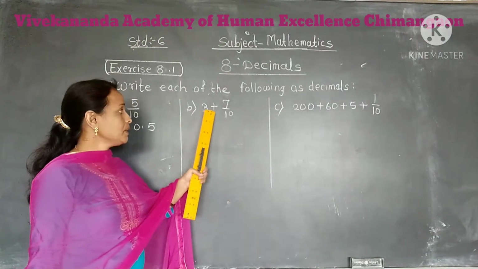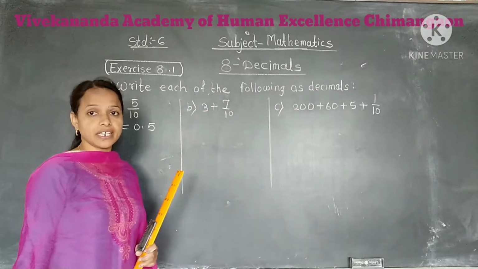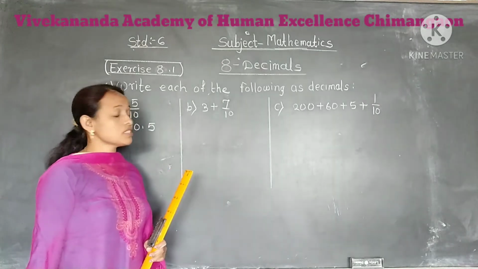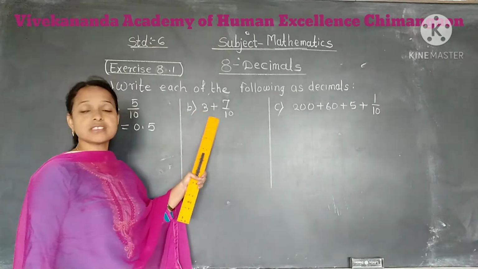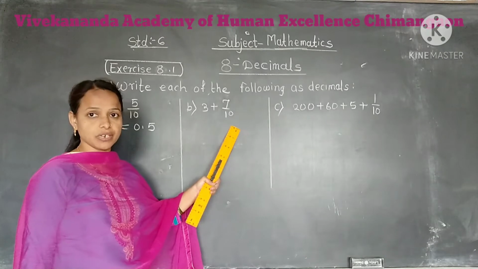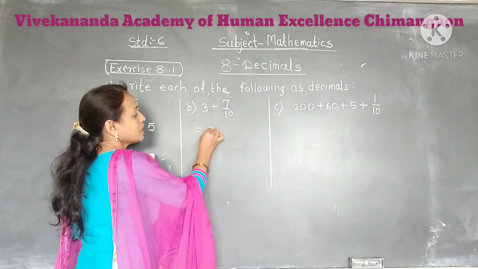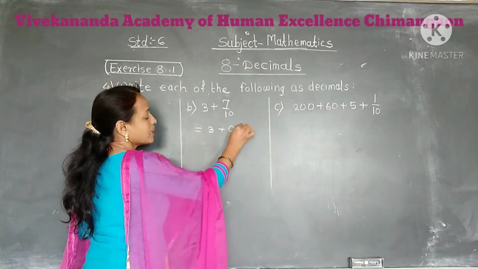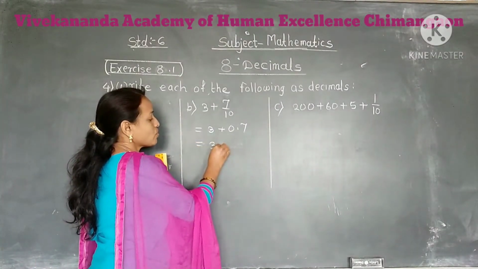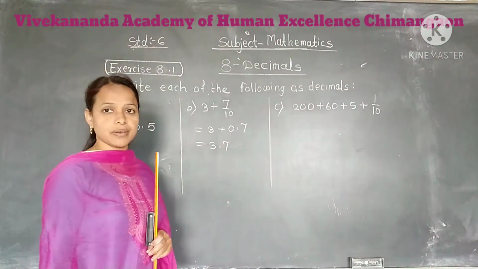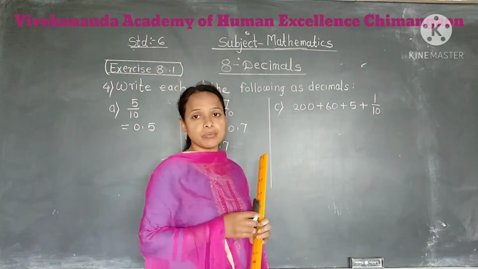Second example, 3 plus 7/10. Here how many ones and tenths are given? In this example there are 3 ones and 7 tenths given. So how to write its decimal representation? 3 plus 7/10, we write 0.7, and here we get the decimal representation of it, 3.7.